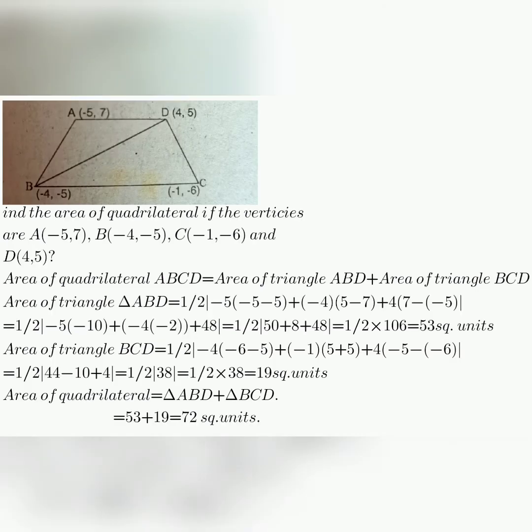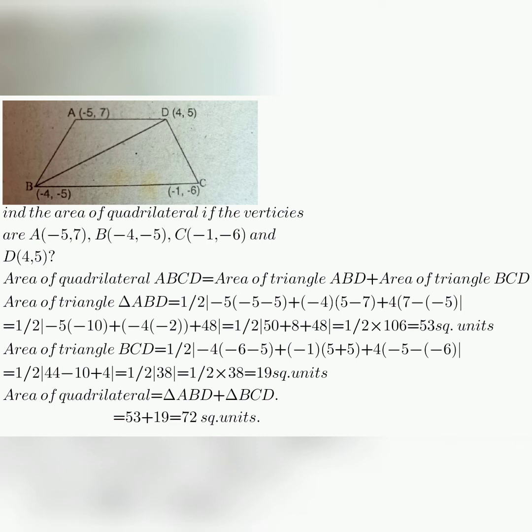Let's move on to the next question. Find the area of quadrilateral. The vertices are A (minus 5, 7), B (minus 4, minus 5), C (minus 1, minus 6) and D (4, 5). Here A, B, C, D forms a quadrilateral. When we join the points A and D, it is a diagonal which divides the given quadrilateral into two triangles. Therefore, area of quadrilateral is given by sum of the areas of two triangles called ABD plus BCD.